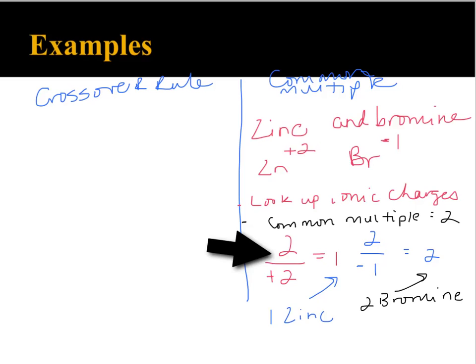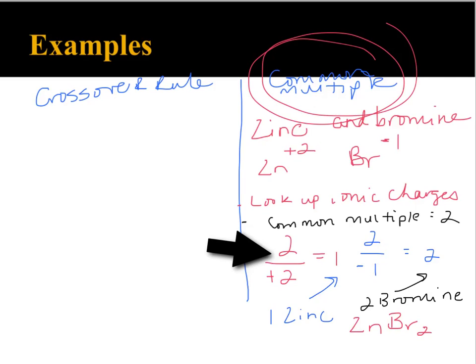So the chemical formula ends up being Zn. Now you don't have to write the 1 because just the atomic symbol implies 1. And next to the bromine symbol, we do have to put a subscript of 2 there. So that is the common multiple approach, and it's really the one I would like you to be using. But we'll go over and look at the crossover rule.